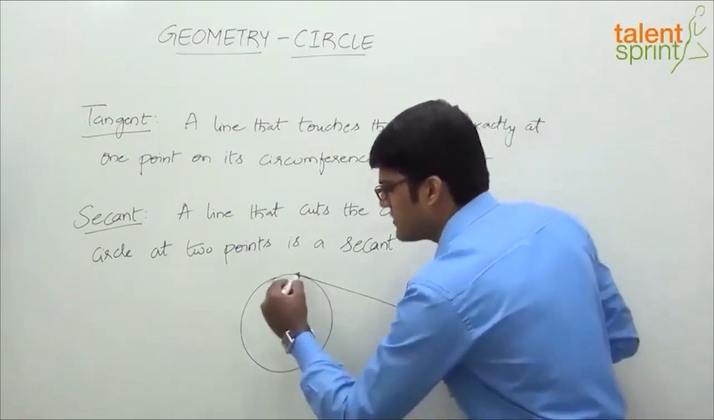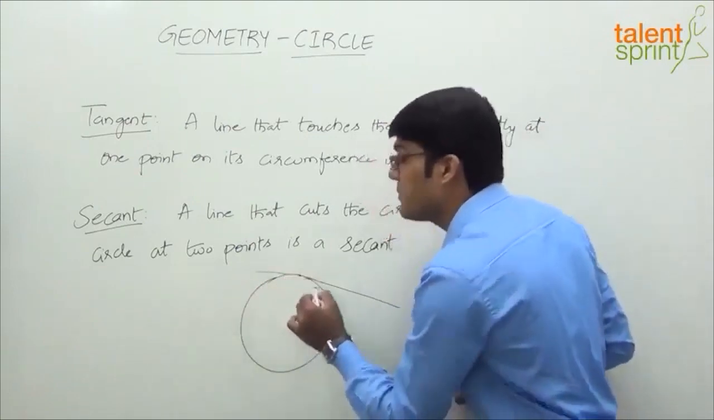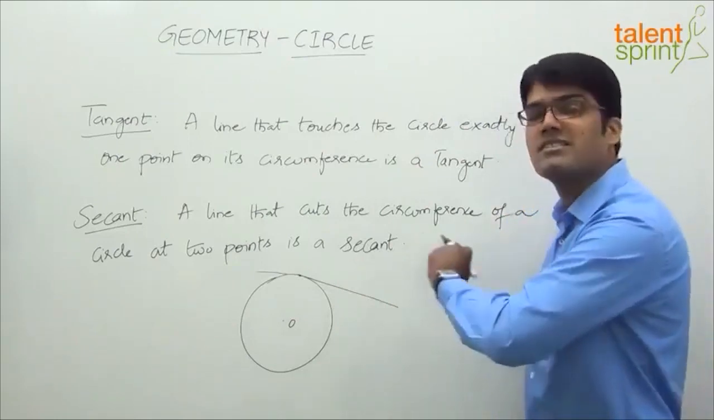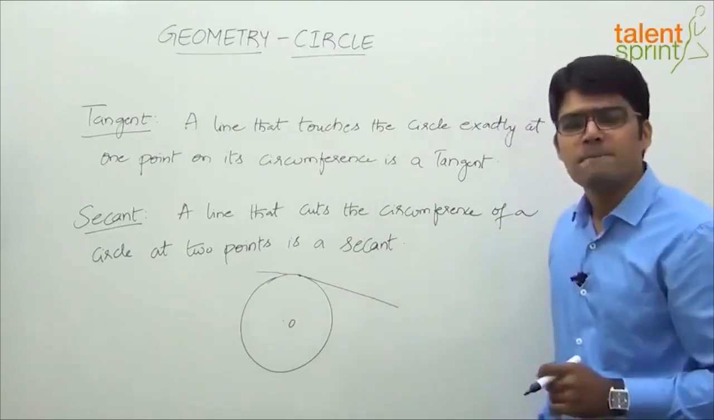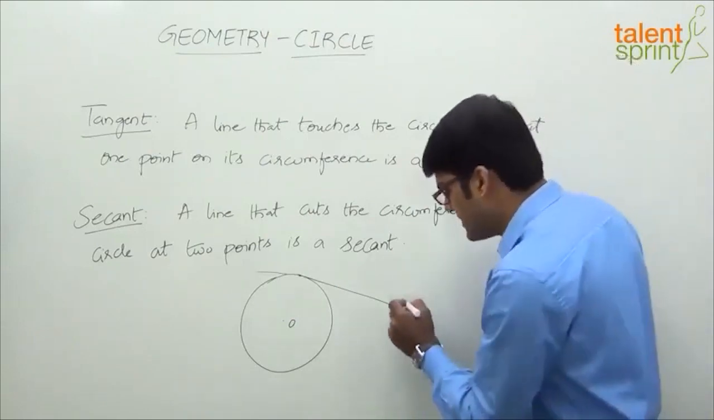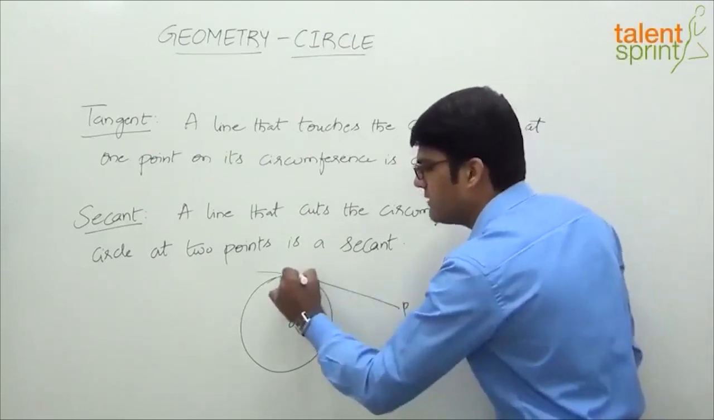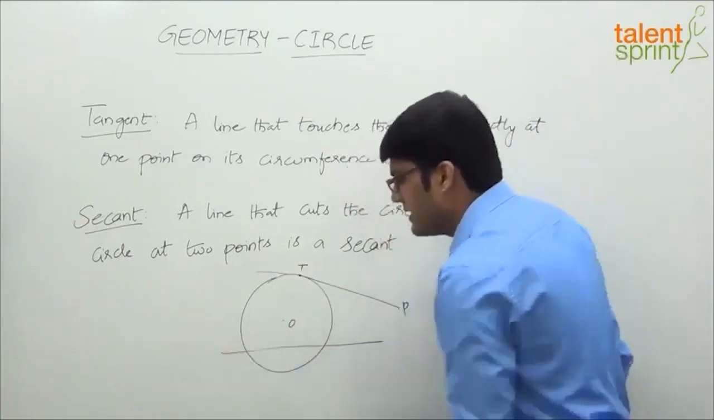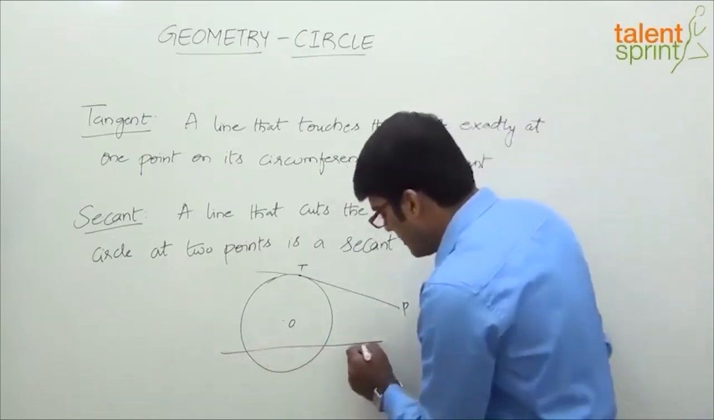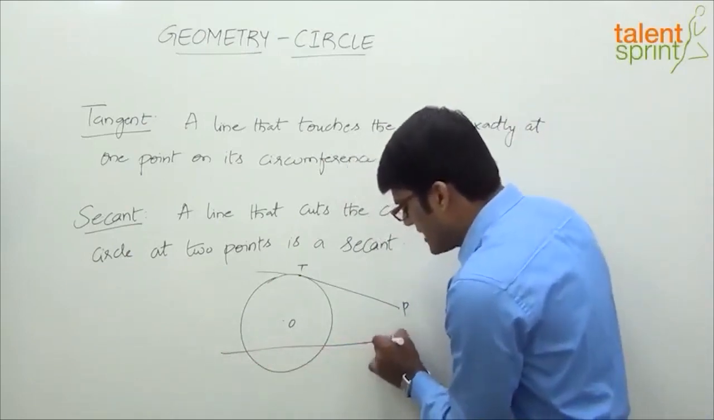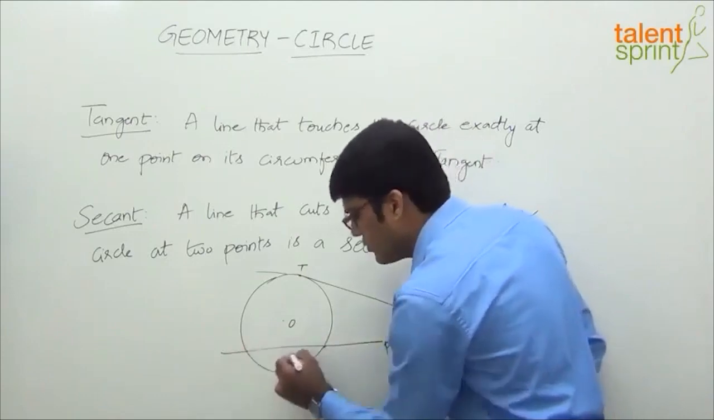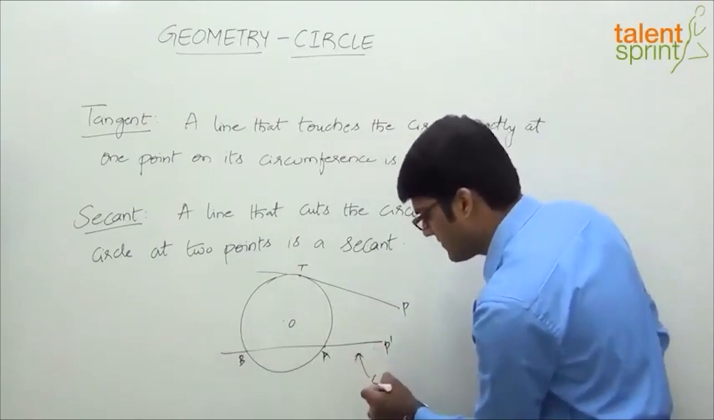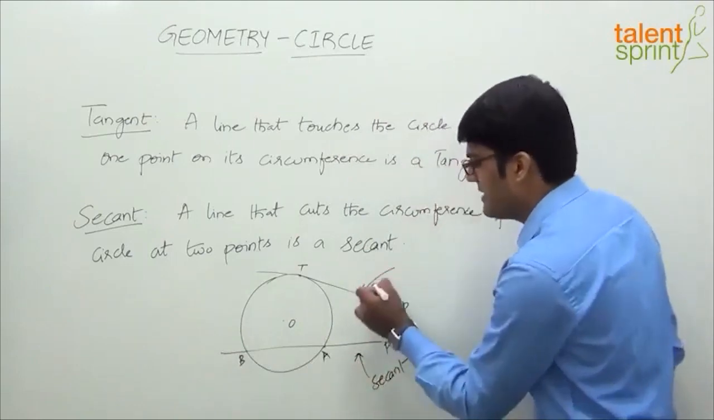So this is a tangent. It touches only at one point. This point is called the point of contact or point of tangency. The point at which the tangent touches the circumference is called the point of contact. If this is the point P from which we have drawn a tangent, this is the point of contact T, let's say. And a secant is a line that cuts the circle at 2 points. If this is P dash, it is cutting the circle at 2 points A and B. So PAB is a secant, and this is a tangent.